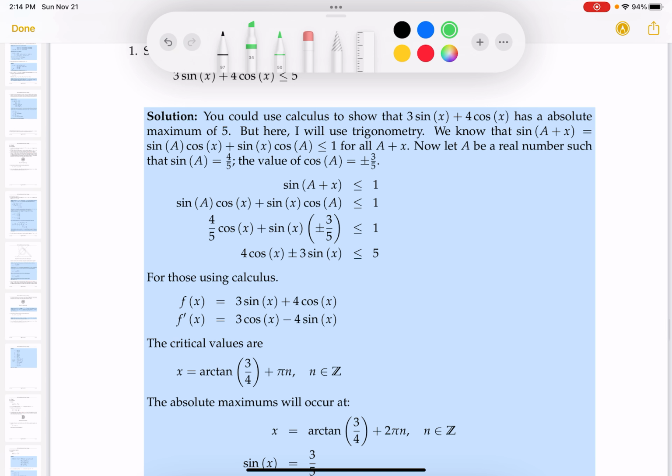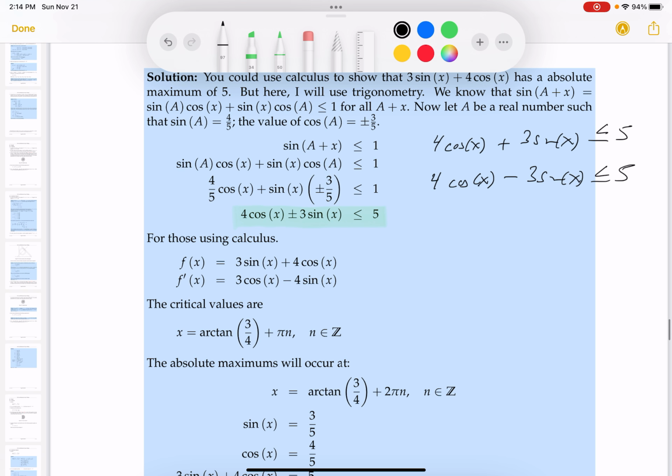So they're just saying that this thing over here, I like the way they did it better because they didn't go through that struggling that I was doing. They just put this one over here. So, 4 cosine x plus or minus 3 sine x, which means two things. It means 4 cosine x plus 3 sine x is always going to be less than or equal to 5. We did show that. And the other one we showed was that 4 cosine x minus 3 sine x was also less than or equal to 5. So they've been shown.